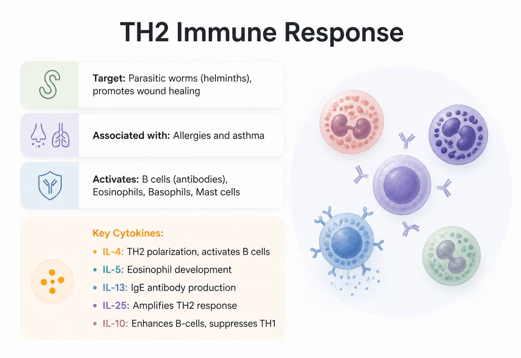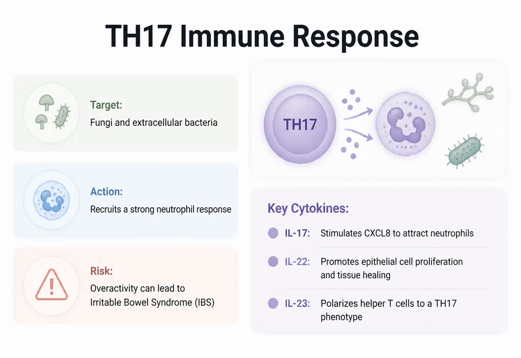Now, if the threat is a parasite rather than a virus, the body uses a Th2 response. This shifts the focus to humoral immunity, meaning antibody production by B cells, and activates cells like eosinophils and mast cells. Interestingly, while this response is great for fighting parasites and healing wounds, it is also the main culprit behind allergies and asthma.